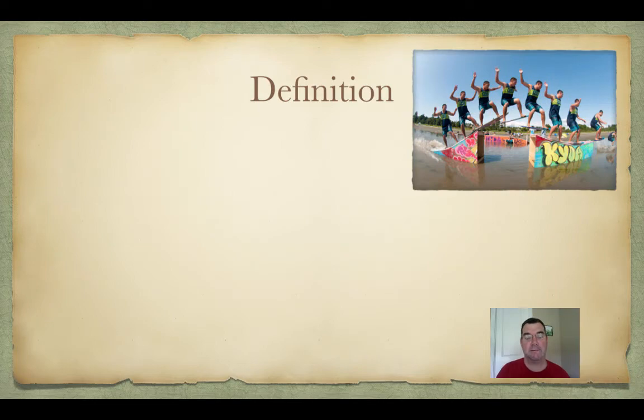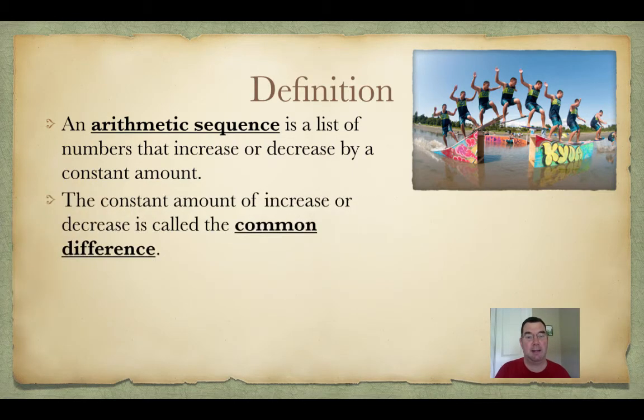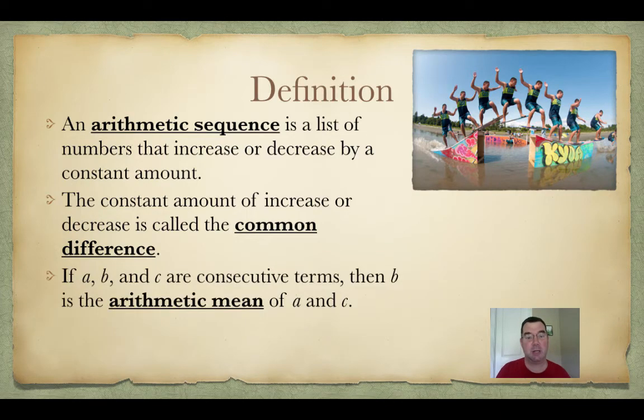So first let's define what an arithmetic sequence actually is. It's a list of numbers that increase or decrease by a constant amount. So they can either go up by the same amount or they can go down by the same amount. That amount of increase or decrease is referred to as the common difference. So get used to that terminology.